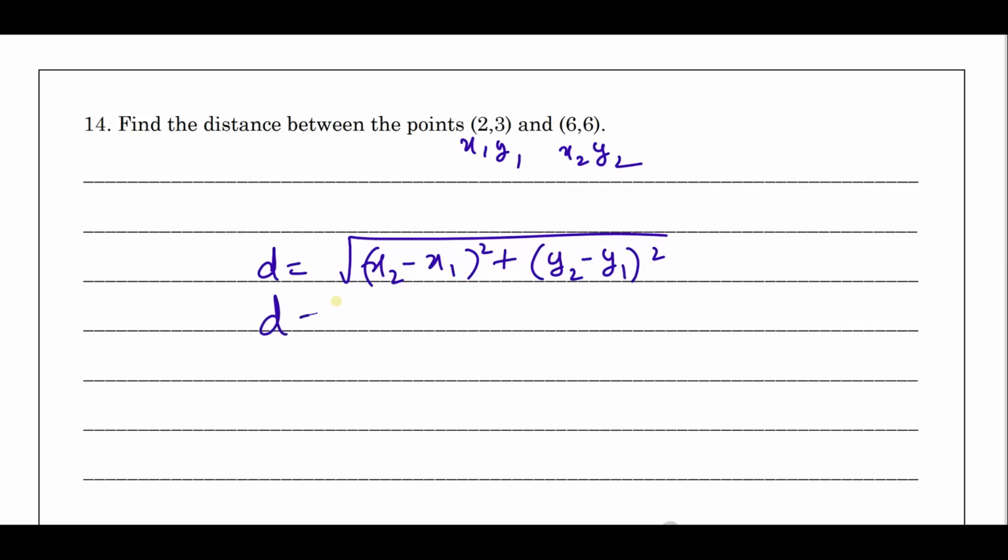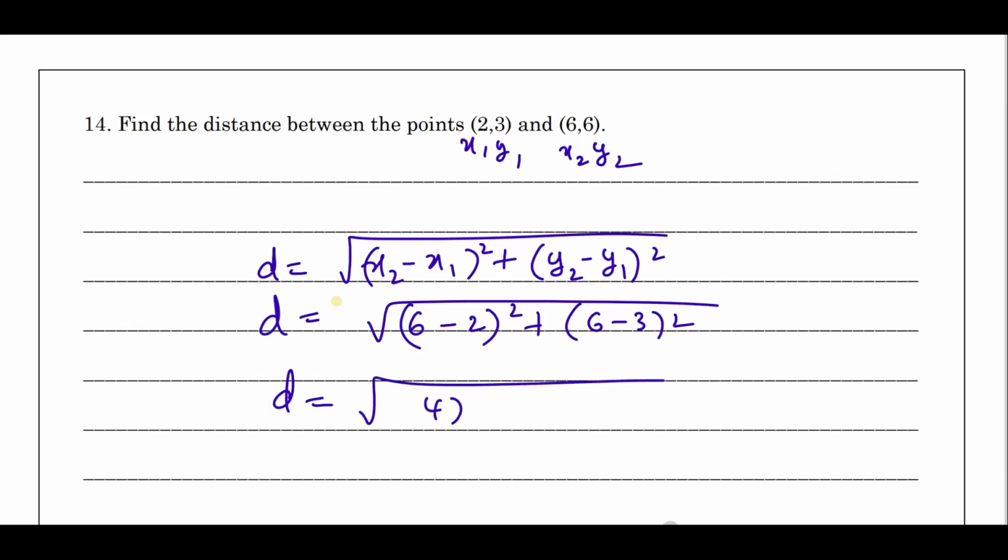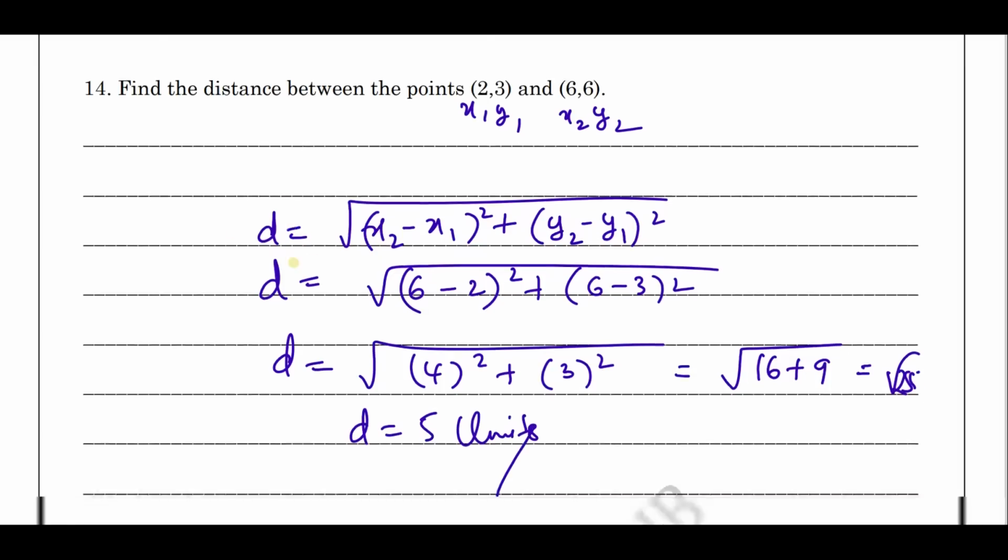Now substitute the values of x1, y1, x2, y2. x2 is what? 6. x1 is 2. 6 minus 2 whole square plus y2 is what? 6 minus 3 whole square. D equals what? Square root of 4 square plus 6 minus 3 is 3 square. 16 plus 9 equals what? Square root of 25. D equals what? 5 units. Don't forget to write the units.